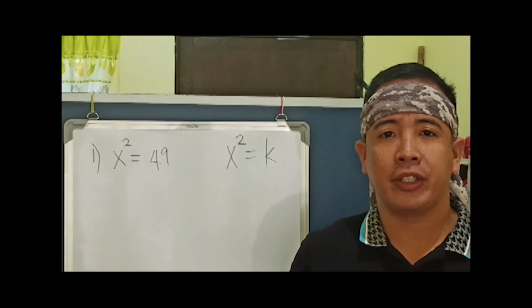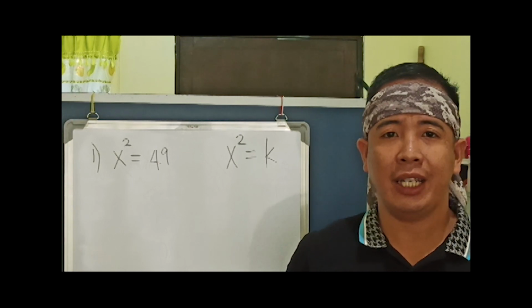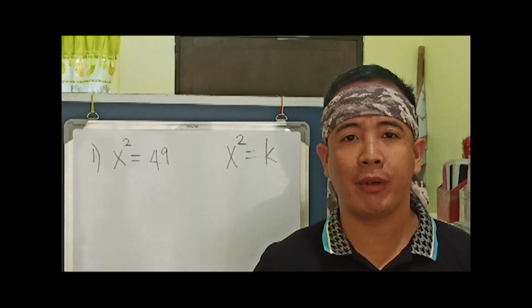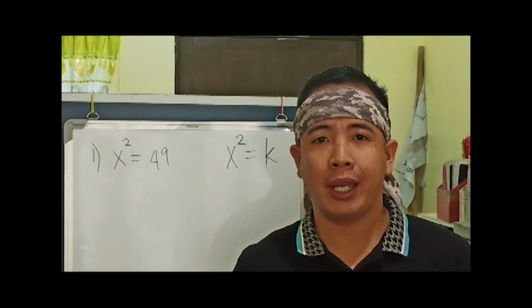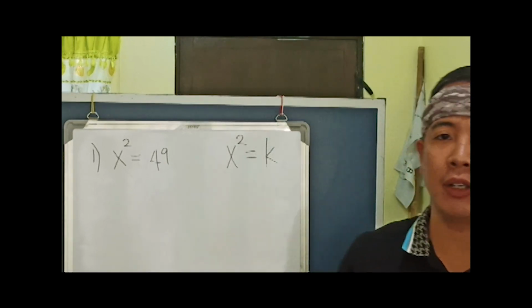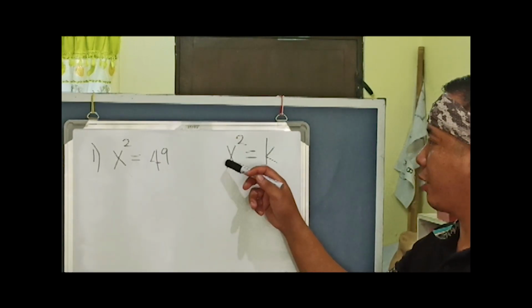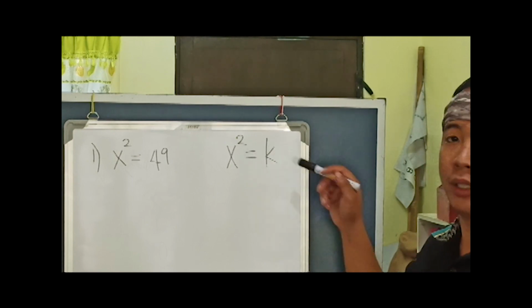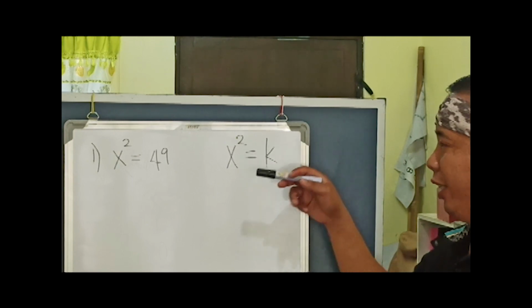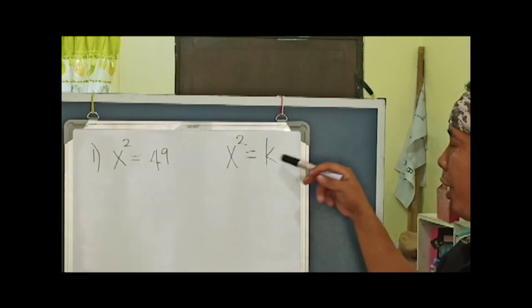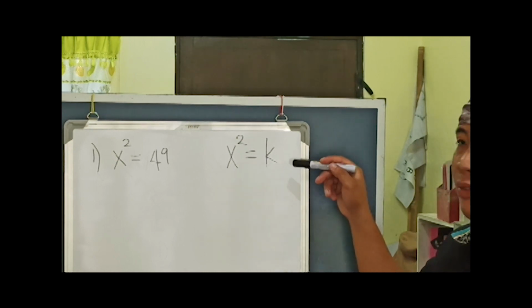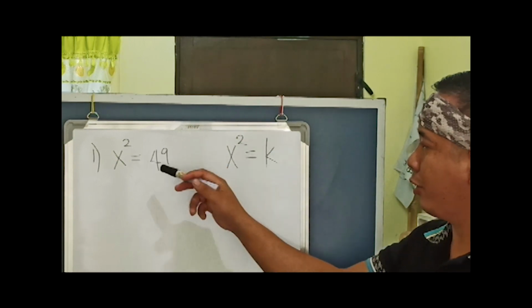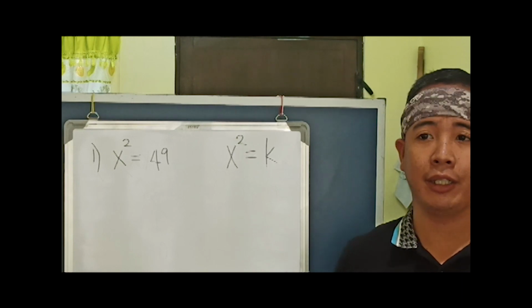Solving quadratic equations by extracting square root is very easy. You just need to remember one thing. You can just apply this method if the given equation is in the form x squared is equal to k. Again, x squared is equal to k. With this equation, it is very clear that the equation doesn't have a linear term.